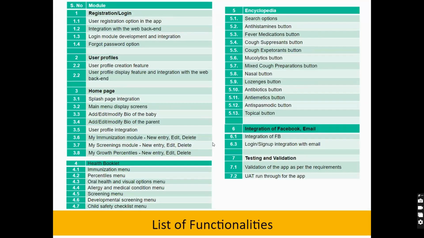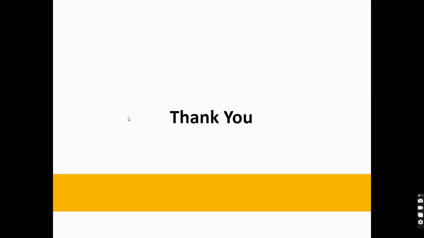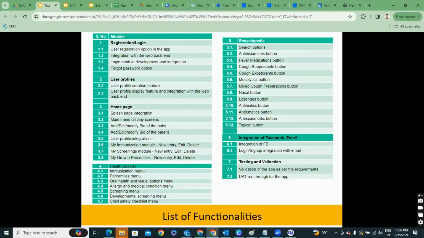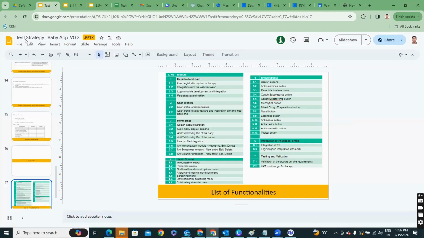Test strategy: these are the modules. So the baby app has user registration, integration, login module, forgot password, user profile, home page, health booklet. All these are the modules. Same as sign up, new account, customer account, everything. Whatever we have, similar functionalities are there in the baby app. Clear, guys? Okay, so next time if somebody asks you about test strategy, you can give each and every piece of the test strategy. Test plan means we are only talking within the sprint.